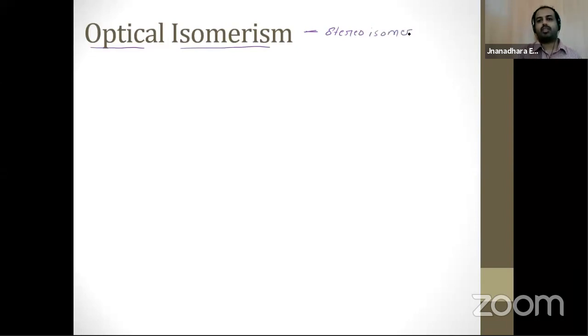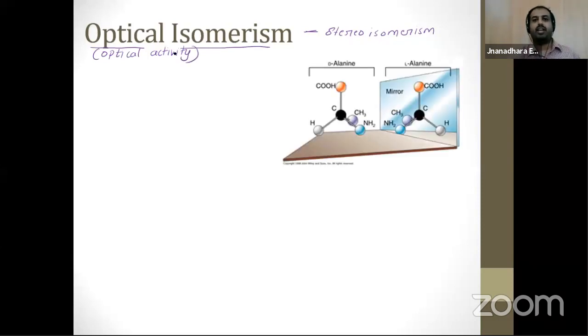Stereoisomerism, wherein compounds have the same molecular formula, the same structural formula as well, but they differ in a property called optical activity. I'll just tell you the basics of this and then we'll proceed further. You can see a pair of molecules here.